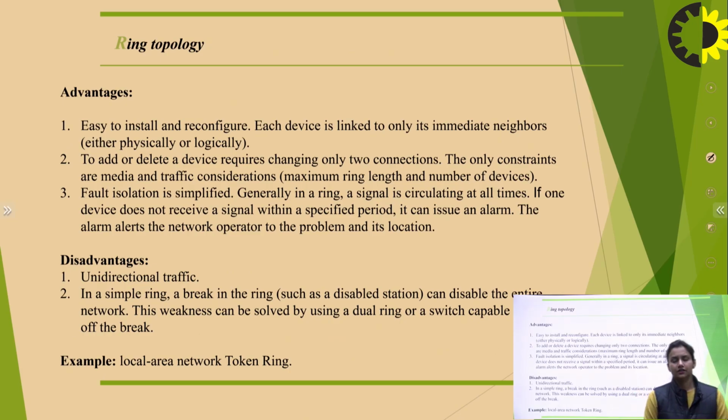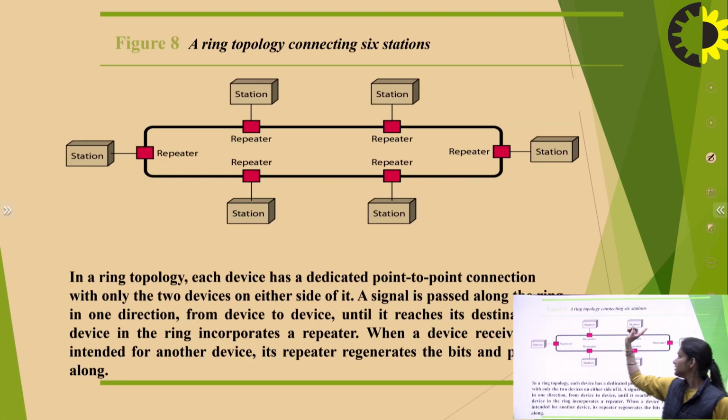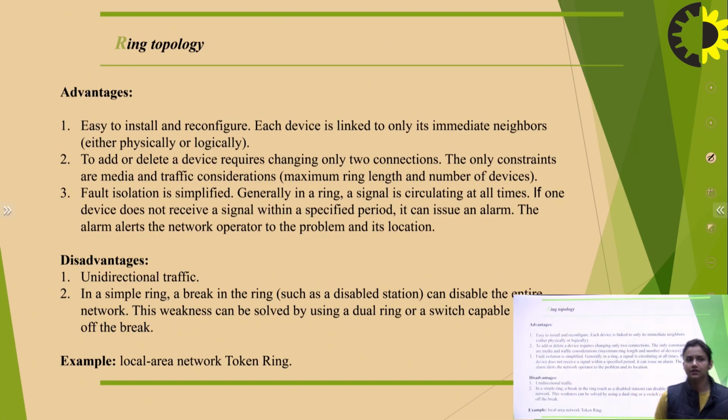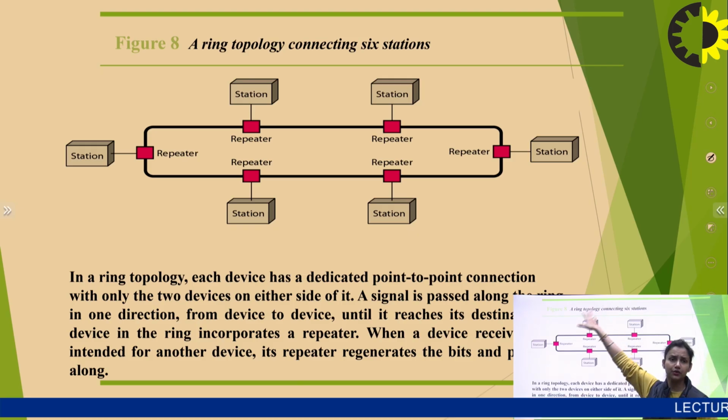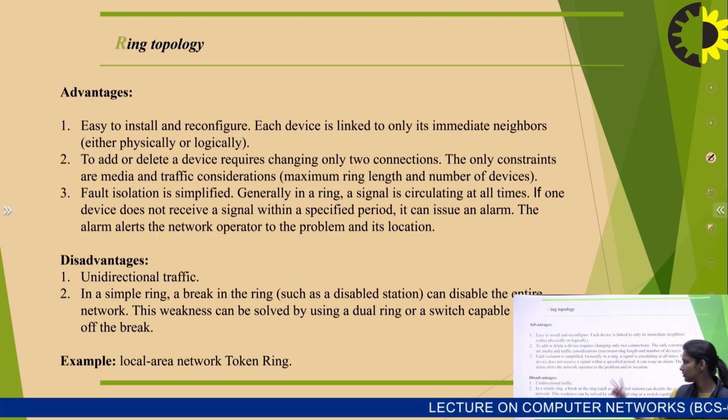Now here are some advantages. It is easy to install and configure. Each device is linked only to its immediate neighbor, point to point with its neighbors only. We can also easily add a new connection, because we have to change only 2 nodes. If I want to add a new node here, I have to change only this node and this node. I don't have to change the whole topology in all stations. I can change between the two only.